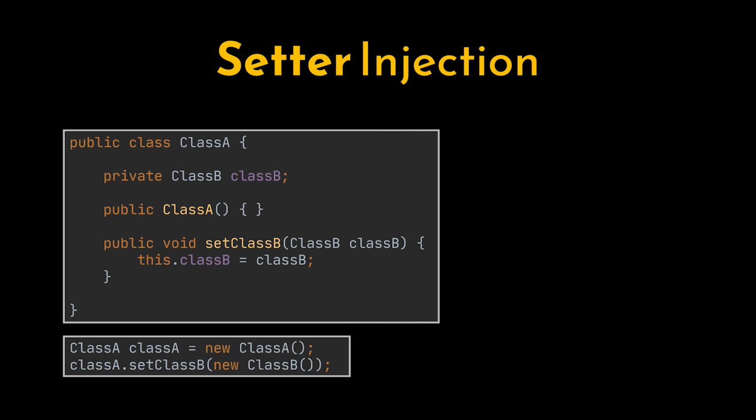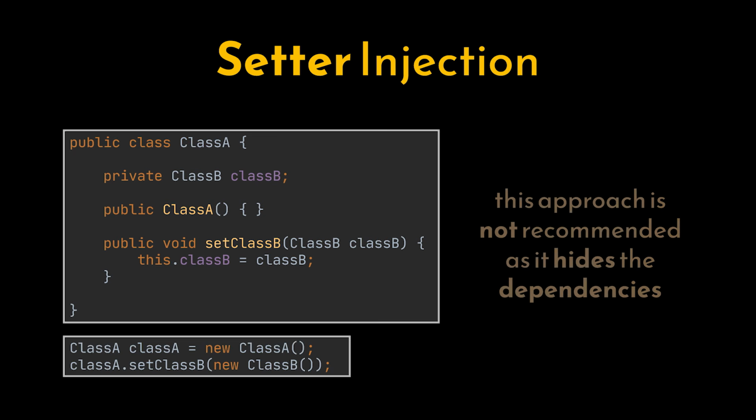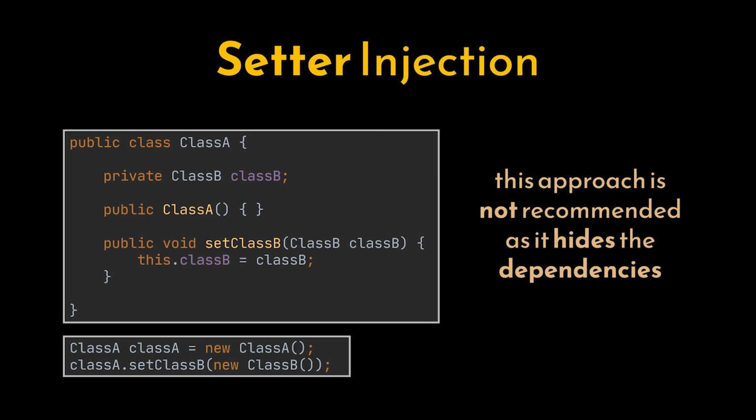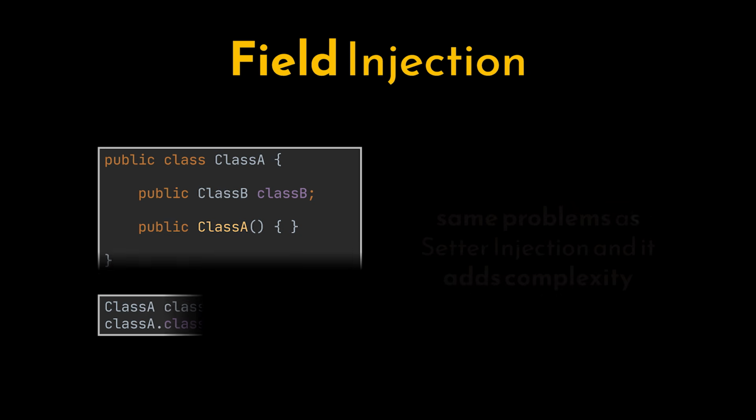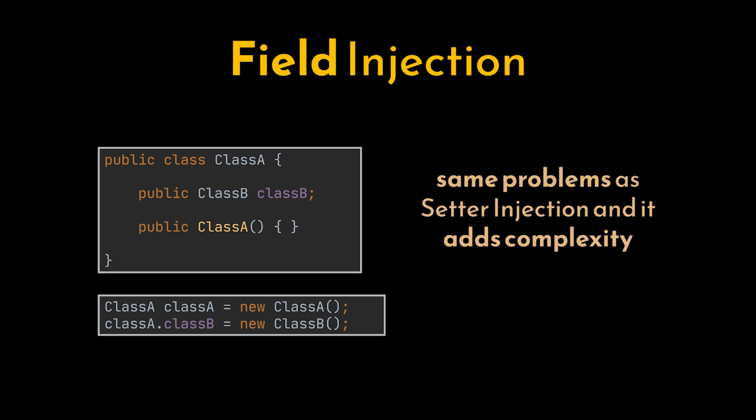With setter injection, the dependency is provided via a setter method instead. So, we create the object with a default constructor, then inject the dependency afterward. This approach hides the dependency. We can't tell if it's required just by looking at the constructor, and that can cause runtime errors like null pointer exceptions. Field injection is the third way. It requires either directly accessing non-private fields or using reflection to modify private ones. This has the same issues as setter injection, plus extra complexity due to field mutation or reflection.